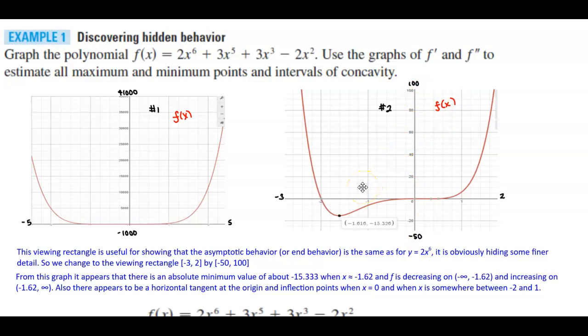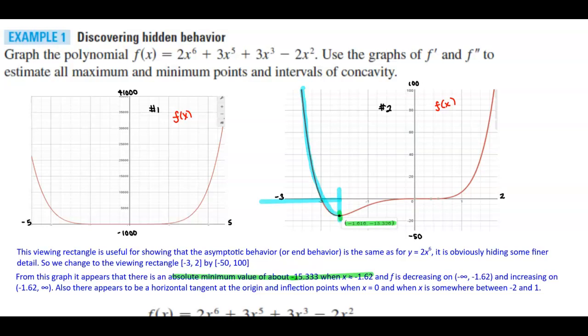Now what we can see from this graph is that it appears there is an absolute minimum at about -15.333 when x is approximately -1.62. So there is our absolute minimum. We also know that it is decreasing from negative infinity to -1.6. So it's decreasing from here to there, which is -1.6.